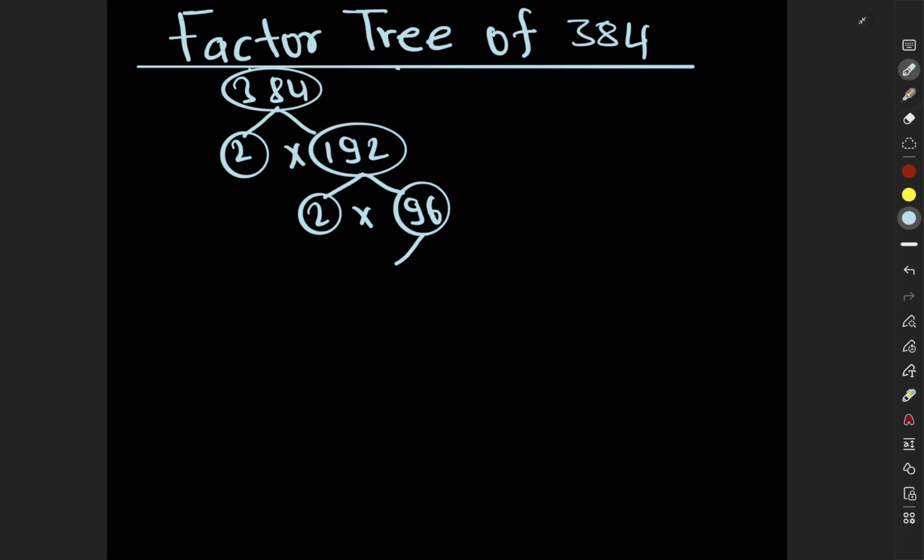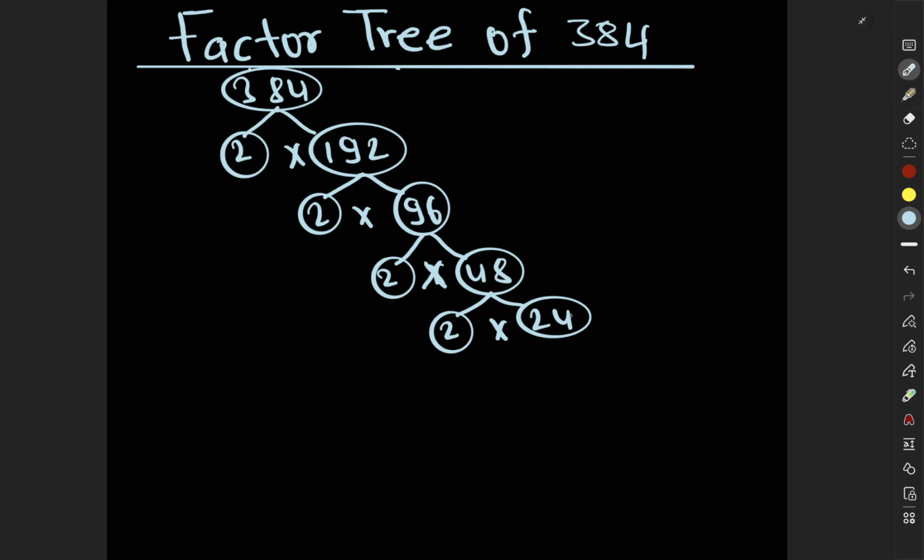Now 96 can be written as 2 times 48. 2 times 48 means 96. 48 can be written as 2 times 24. 2 times 24 means 48. 24 can be written as 2 times 12. 2 times 12 means 24.